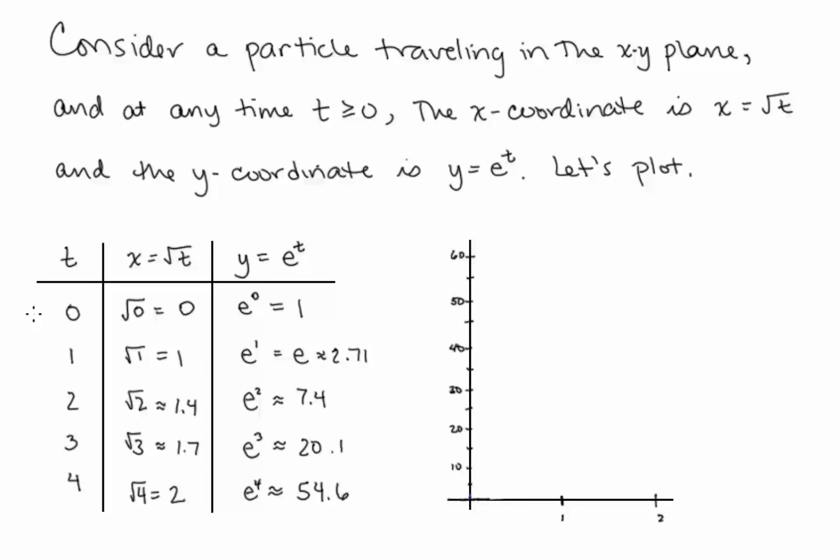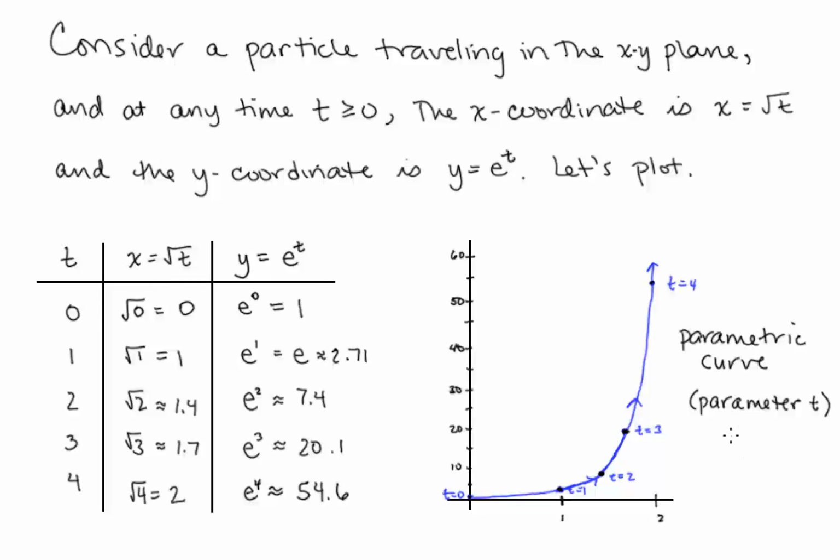So when t equals 0, the particle is at the point 0, 1. That's here. At t equals 1, the particle is at 1, e. And similarly for the other 3 points, we're here. Now let's sketch the path of the particle. So as t increases, we want to show the direction in which the particle is moving. So we want to put these arrows here to show the direction. And this is our parametric curve. We call t the parameter here.